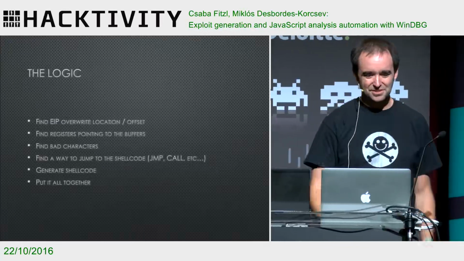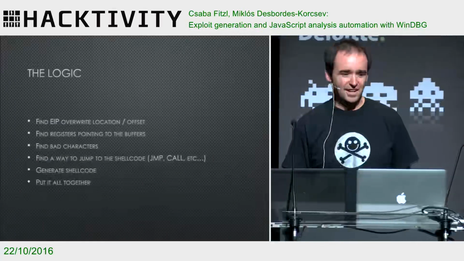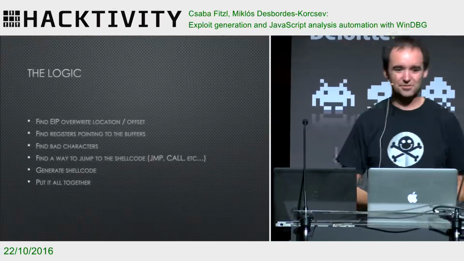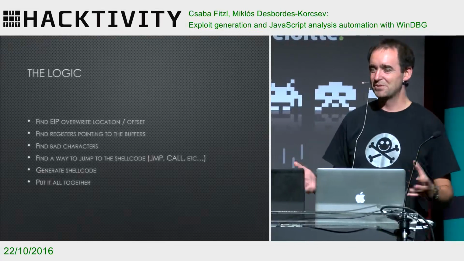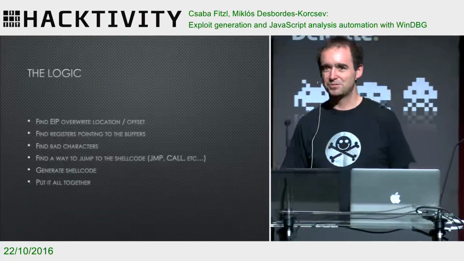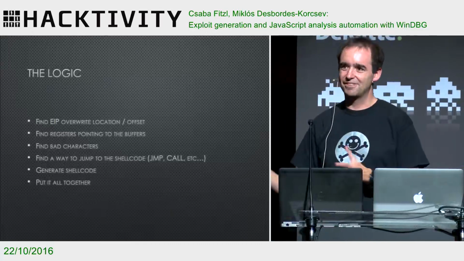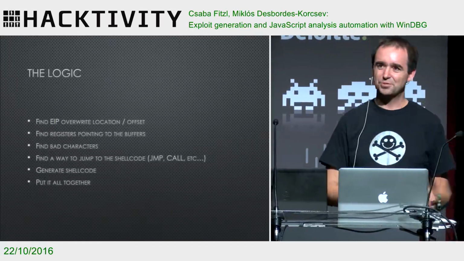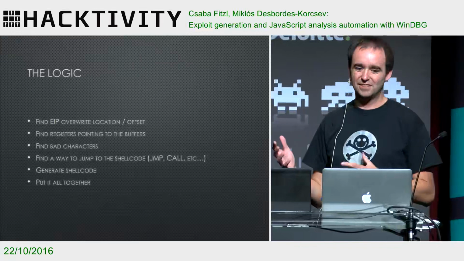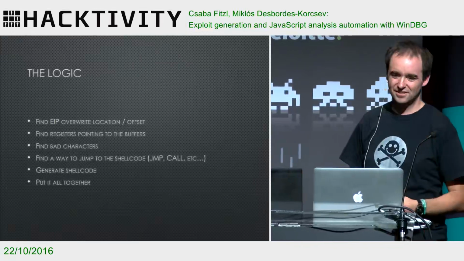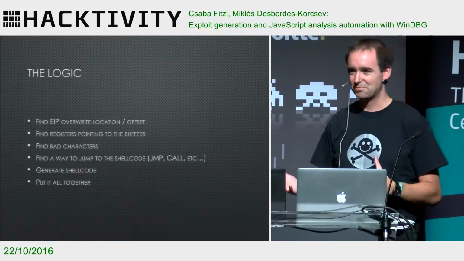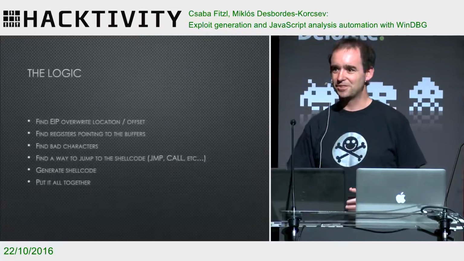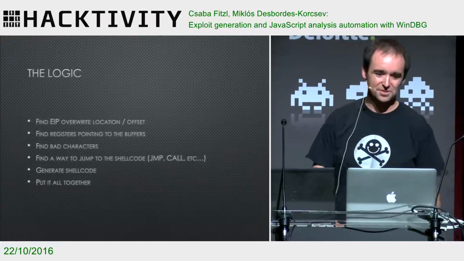So what's the logic of the application? How does it work? It will find the EIP overwrite location, the offset for that. It uses pretty much the same method that most people usually do. It will create a pattern and then find the offset for that pattern. Then it will find registers pointing to your buffer. Then it will find all the bad characters that are not cool from the exploit point of view. It will basically go over all the 256 options.